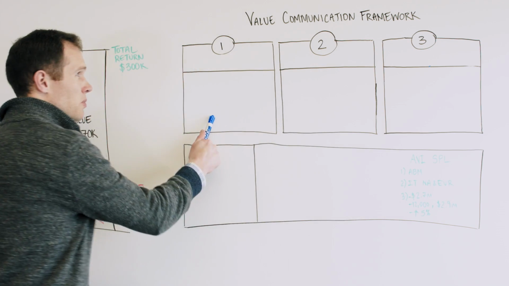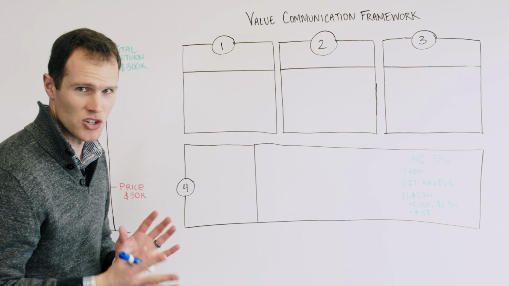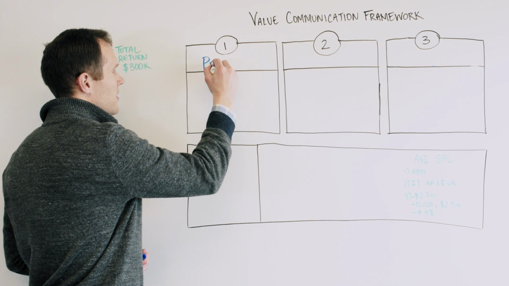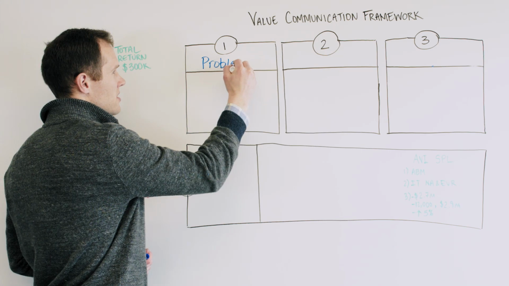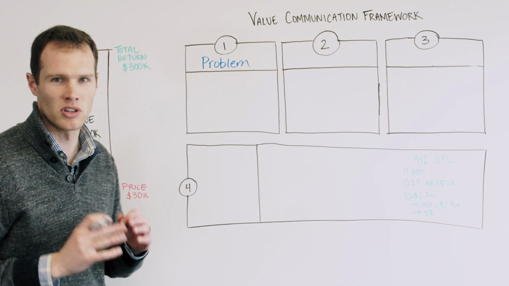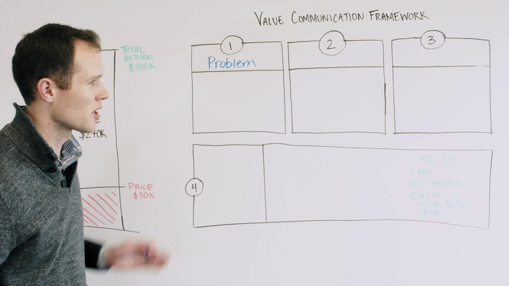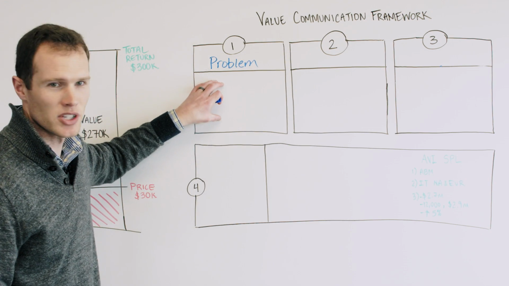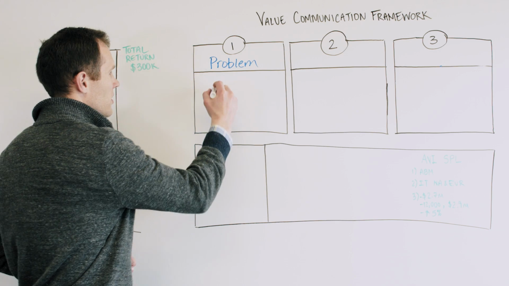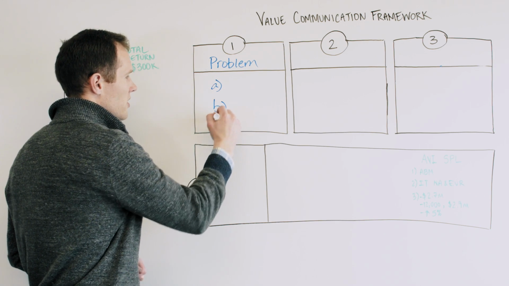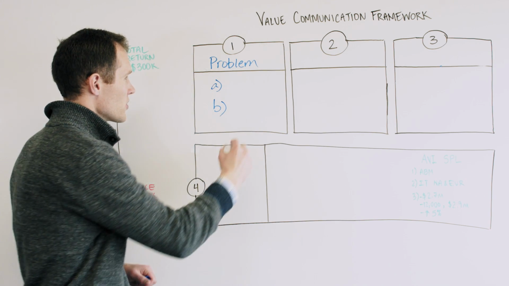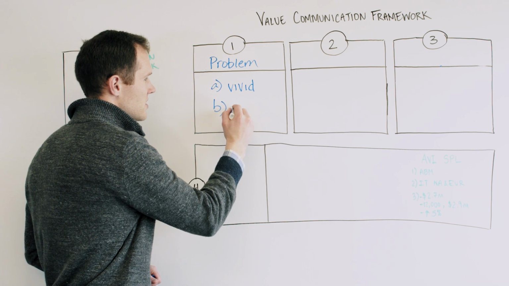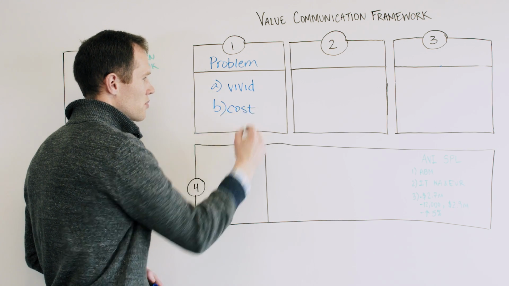So the first principle in our value communication framework is defining the problem. And this is one of the most important and often overlooked steps in communicating value. People often skip right to the second step, which we'll talk about in a minute. But establishing the problem is number one. There are two parts to establishing the problem. The first is making the problem vivid. The second is tying a financial cost to the problem.